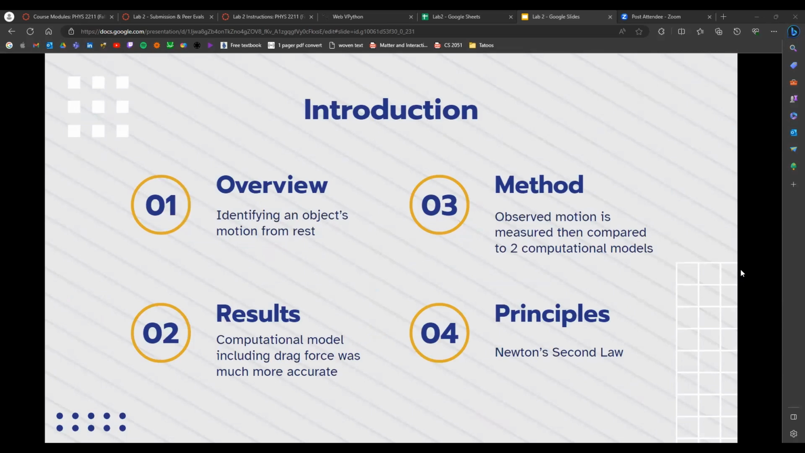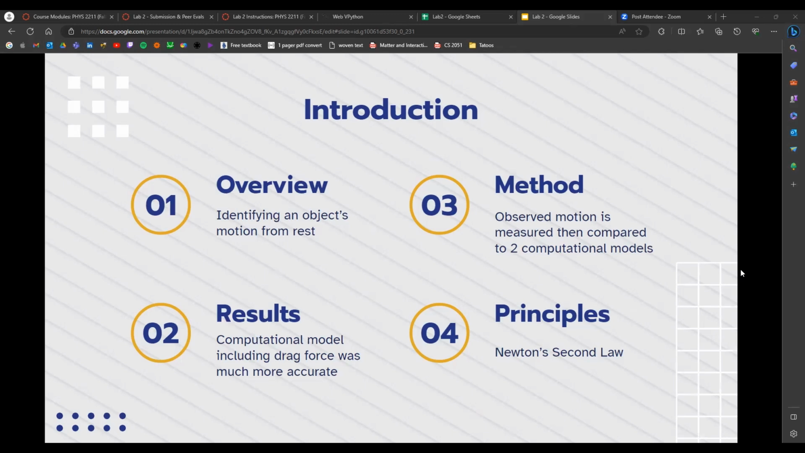The methods utilized in this lab were first an experimental observation through Tracker, and later on the use of two computational models, one with only gravity and the other with gravitational as well as drag force. The general result was that the computational model including both drag force and the force of gravity was much more similar to that of the experimental model.